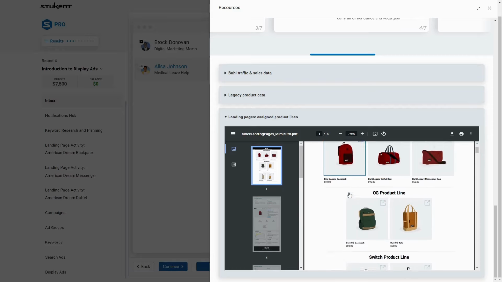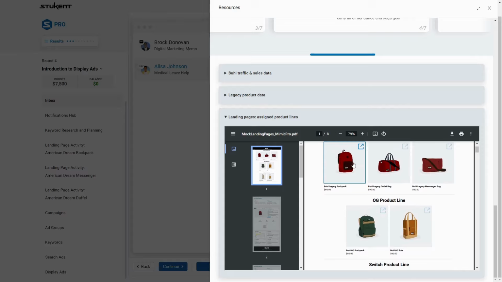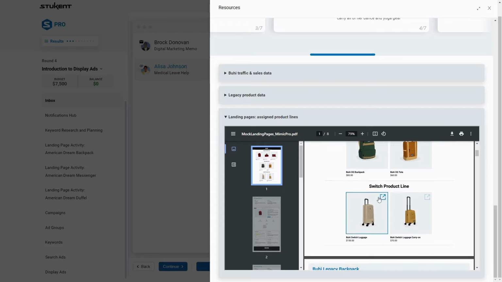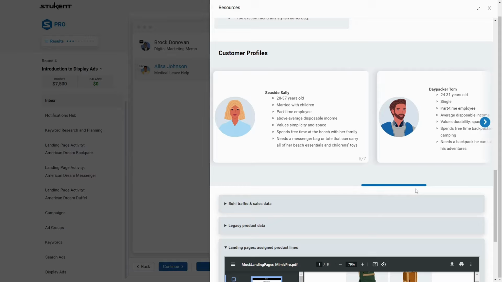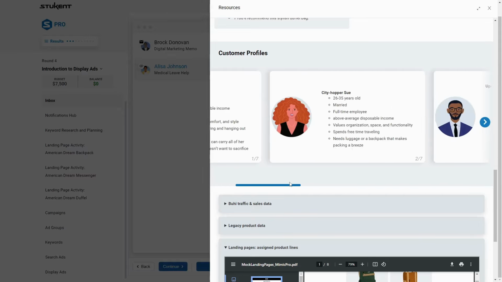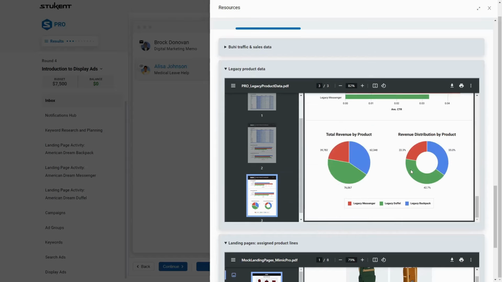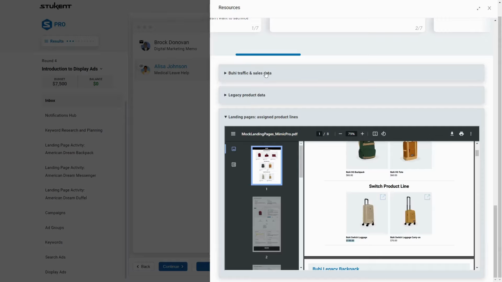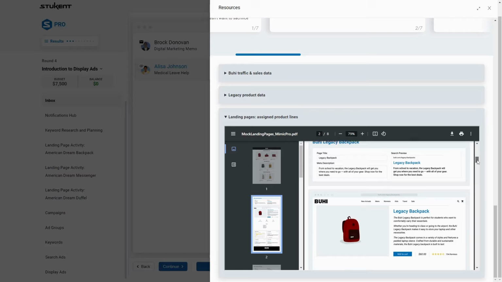You don't want to cannibalize your American Dream backpack and compete with the Bowie legacy backpack. So maybe you don't do a backpack, but you do try out the luggage, right? Luggage might be nice because it's pretty expensive. And if you look at your personas for luggage, who is our luggage? City Hopper Sue has above average disposable income. And remember from our data that our females were more likely to buy and things like that. So you can try and create a campaign for the Switch product line, one or both. It's up to you how you want to do it. And you can do your display ad campaign there.